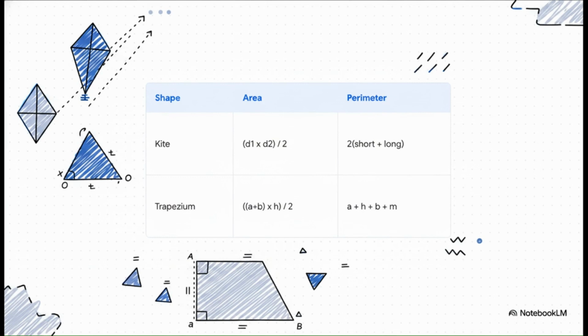All right, this is your final structural roadmap. The kite generously shares the same diagonal-based area formula as the rhombus, while the trapezium demands its own unique equation. Understanding exactly how to find the missing variables for these formulas using right triangles, that is the ultimate proof that you've mastered the absolute most complex quadrilaterals out there.